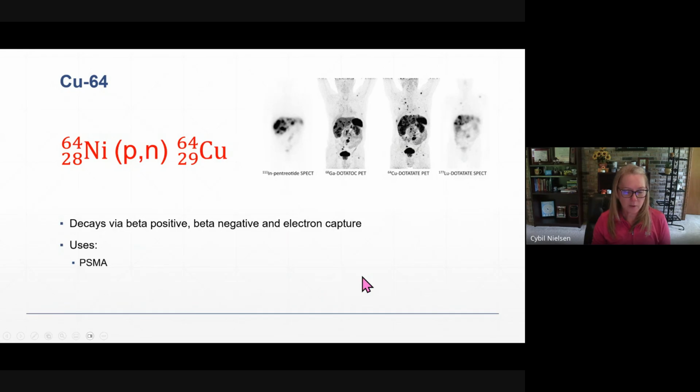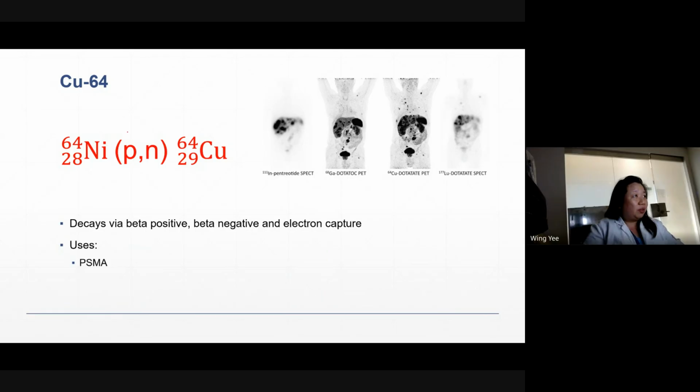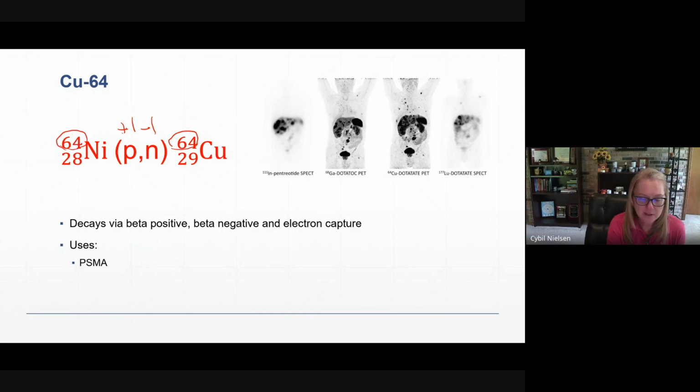All right, last one. Explain this one to me. Plus one for protons and then a minus one for neutron. Okay, so that number stays the same. Now what's happening with the protons? I'm adding one. Perfect.